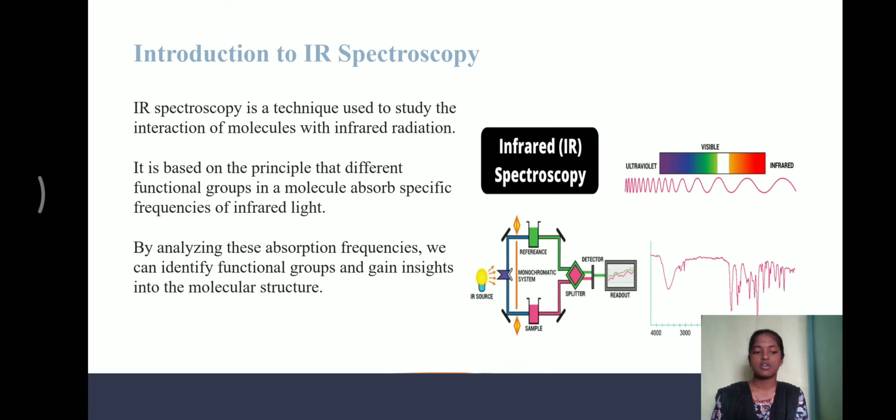The infrared region of the spectrum includes electromagnetic radiation that can alter the vibrational and rotational states of covalent bonds in organic molecules. IR spectroscopy is a technique used to study the interaction of molecules with infrared radiation. It is based on the principle that different functional groups in a molecule absorb specific frequencies of infrared light. By analyzing these absorption frequencies, we can identify functional groups and gain insights into the molecular structure.